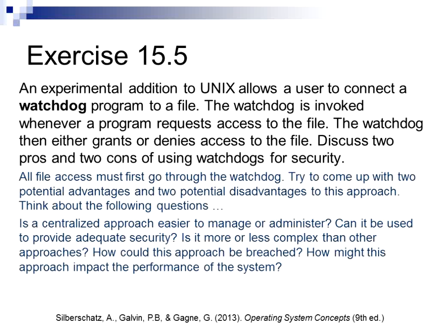You do have 2 homework problems, and I'll send this out in an email. I really don't feel like we were able to talk about authentication in enough detail for you to answer your second homework problem. This one you should be able to answer. Exercise 15-5 says an experimental addition to Unix allows a user to connect a watchdog program to a file. So the watchdog is invoked whenever a program requests access to the file. The watchdog either grants or denies access. Discuss 2 pros and 2 cons of using the watchdog for security.